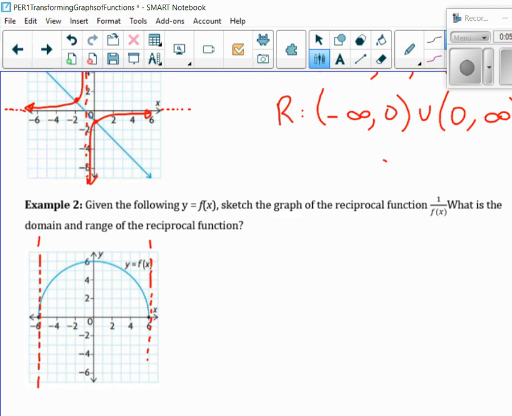The next step is to do the invariant points. The invariant points are when you have a height of 1 or negative 1. So I have one here and I have one here. Okay? So what's going to happen at the top where it curves up to 6? We'll reciprocate it. You get 1/6.